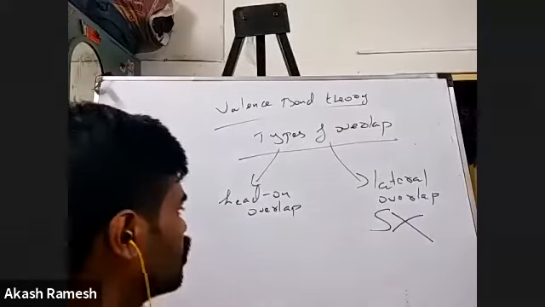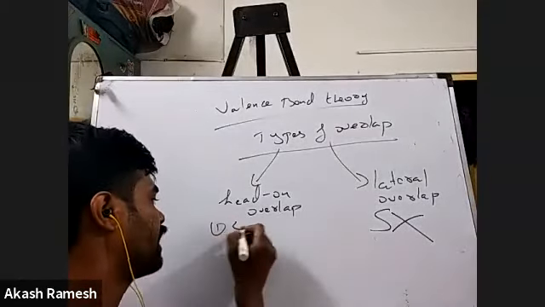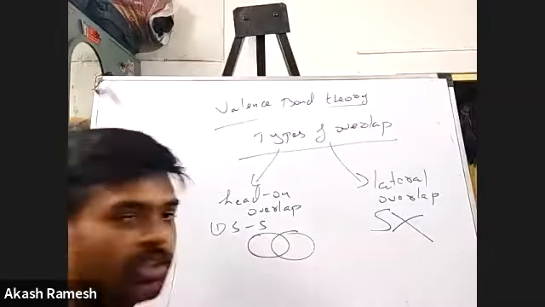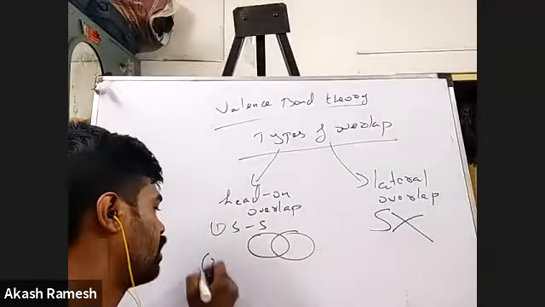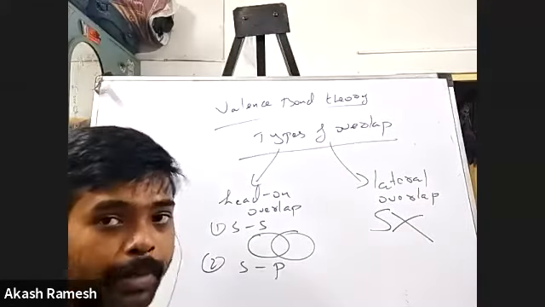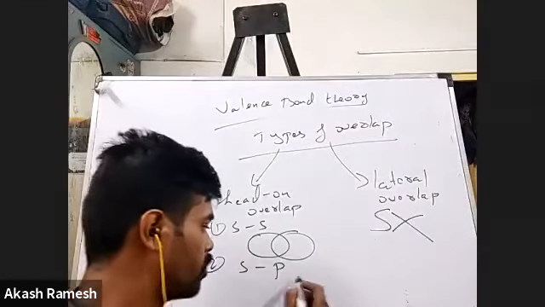Okay, fine. So what now? First, I'll say SS overlap. We saw how it is going to look. The second one is SP overlap. Also, I can have an S orbital and a P orbital overlapping. That is also possible.